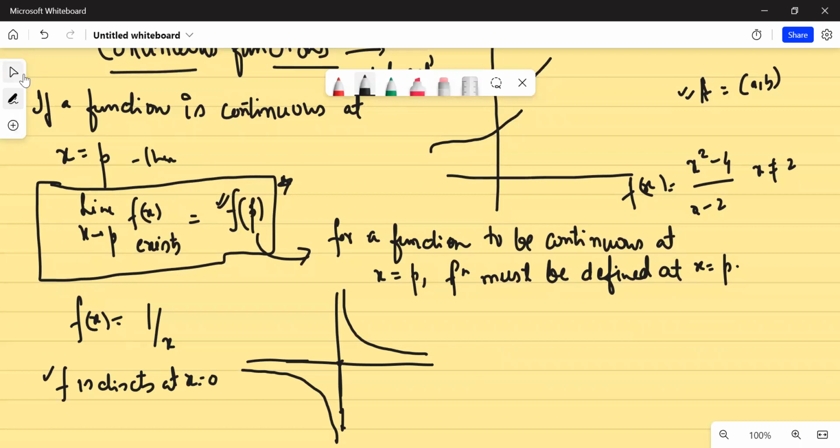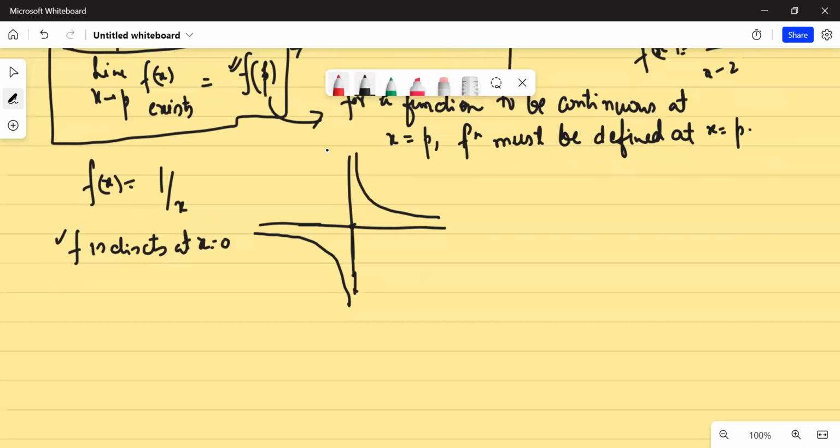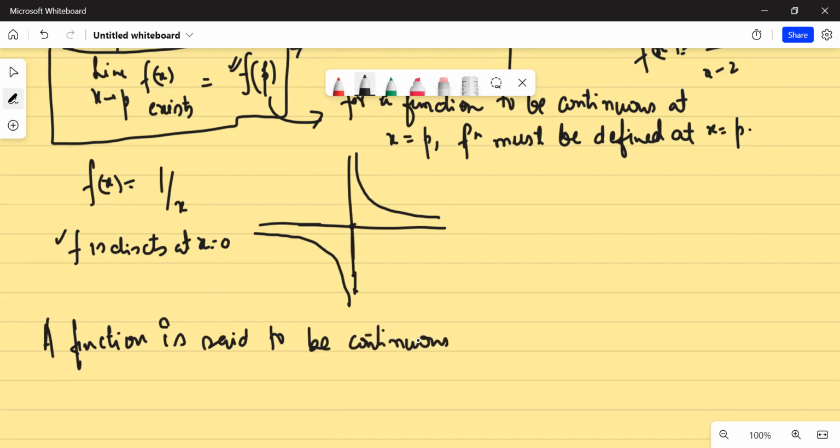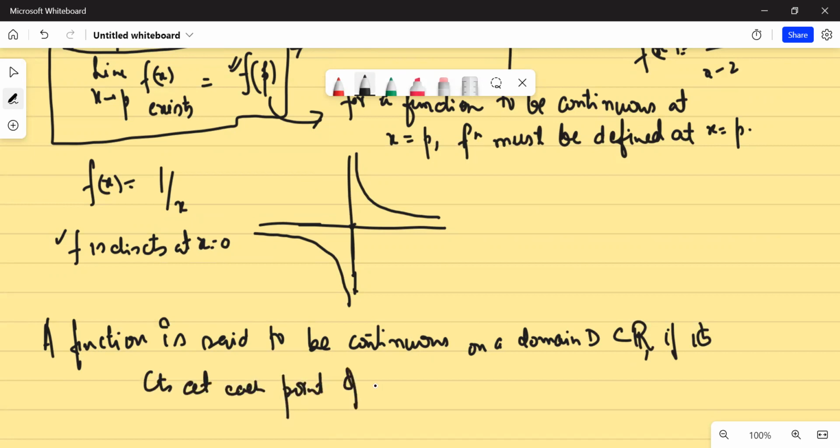Okay. And further, if I want to elaborate this for a set, I'll write that a function is said to be continuous on a domain D, which is a subset of R, if it is continuous at each point of the domain D. Is that clear? Yes, sir.